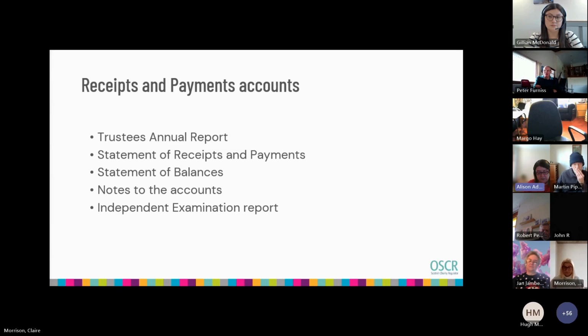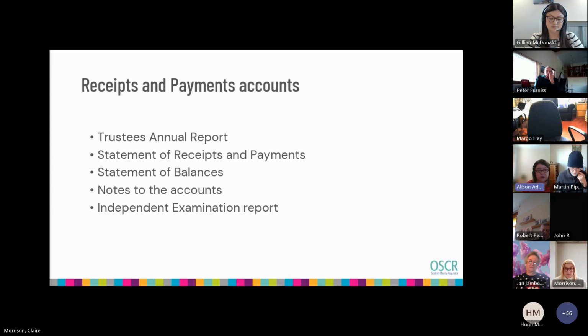The receipts and payments accounts will include a trustee's annual report, which provides the narrative information about the charity, a statement of receipts and payments, which provides an analysis of the monies received and the monies paid out by the charity, a statement of balances, which shows the financial position of the charity at the end of the year, notes to the accounts, which expand on or explain the information contained in the statement of receipts and payments and in the statement of balances, and finally, an external scrutiny report.